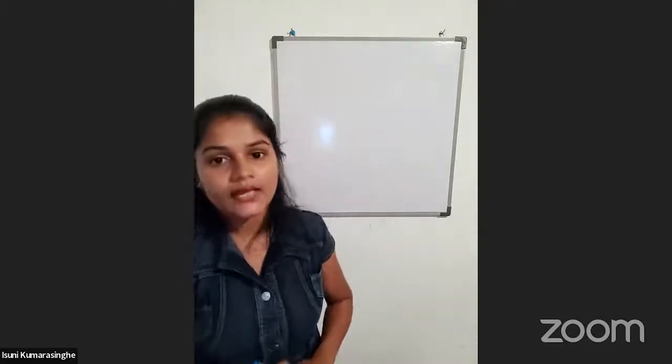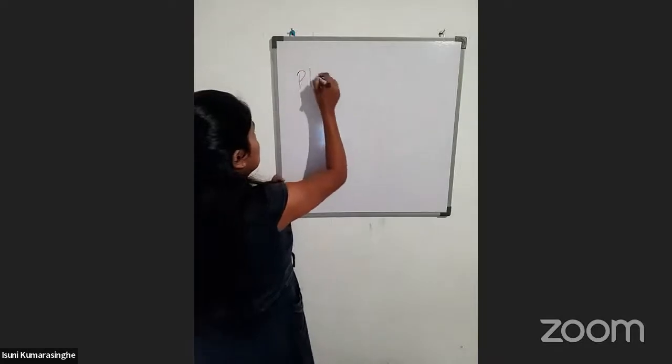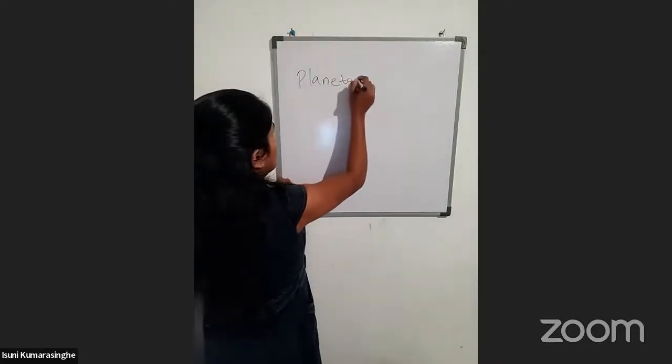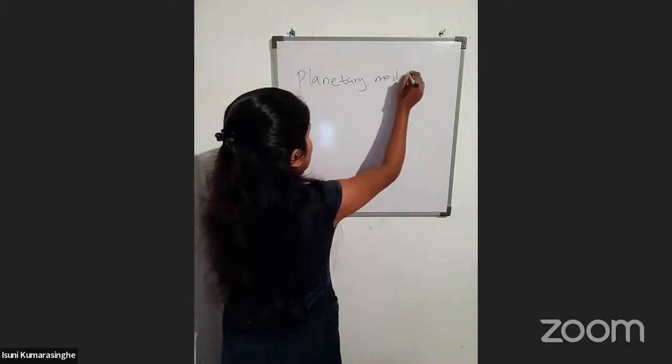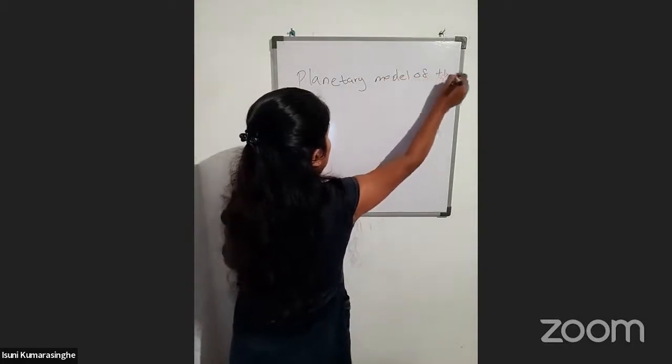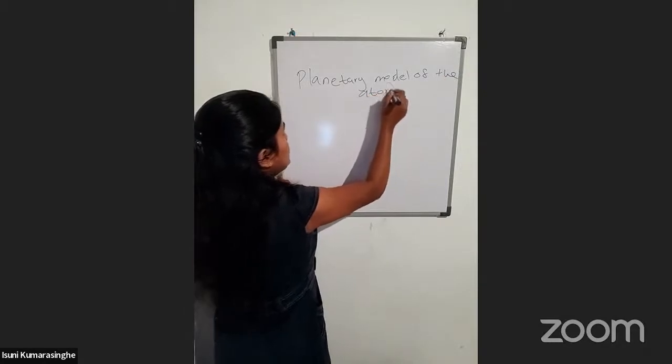Now, under the third lesson, the structure of matter, you are going to discuss the planetary model of the atom. Today, I am just having a rough discussion about the third lesson. Next week, I am going to discuss everything with detailed explanation. First, let's see what the planetary model of the atom is.